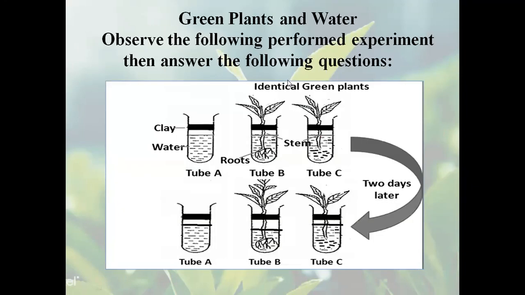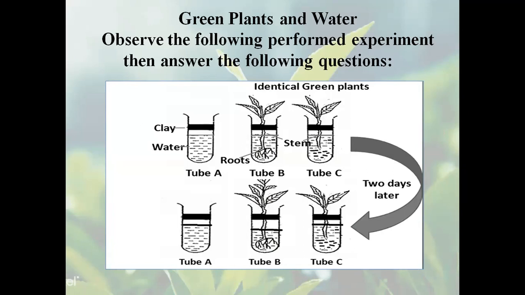In this experiment, we observed the different tubes A, B, and C. In tube A, we don't have a plant, we have only clay and water. In tube B, we have a plant with root and stem. In tube C, we have a plant with only stem, no roots are available.